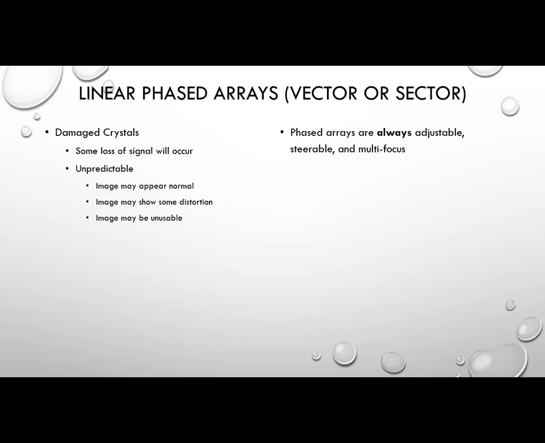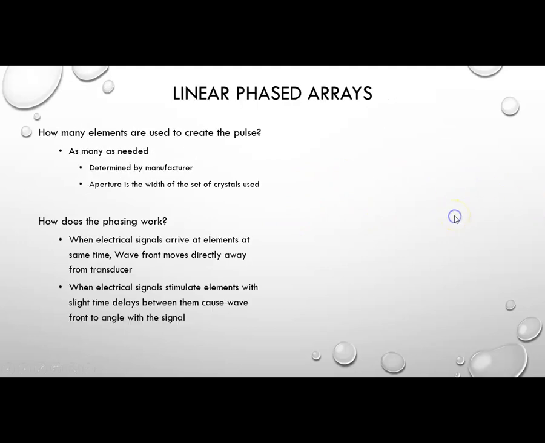Phased array transducers are always adjustable. They're steerable and multi-focus. So let me rephrase that. If a transducer has the capability of being multi-focus, steerable, or adjustable image, then it is a phased array transducer. That's one way you can tell that these are phased array, is that they're steerable and they have multiple foci, or you can move the foci. Linear array transducers are phased array transducers, but we call them linear array just because the crystals are lined up in a row. Okay.